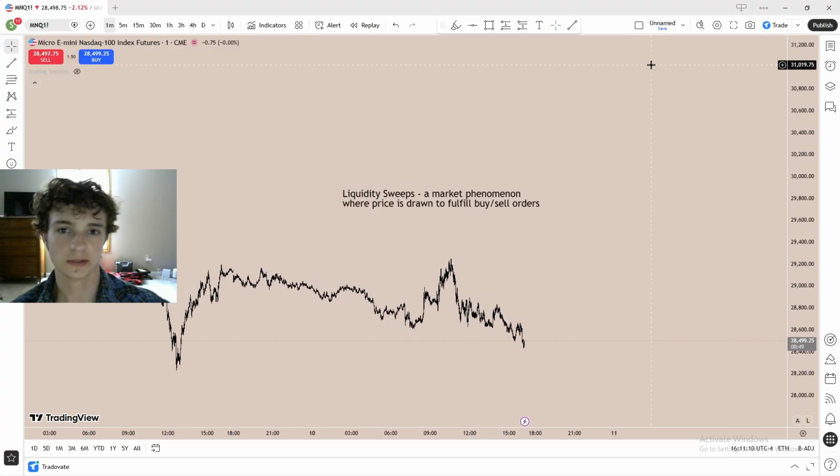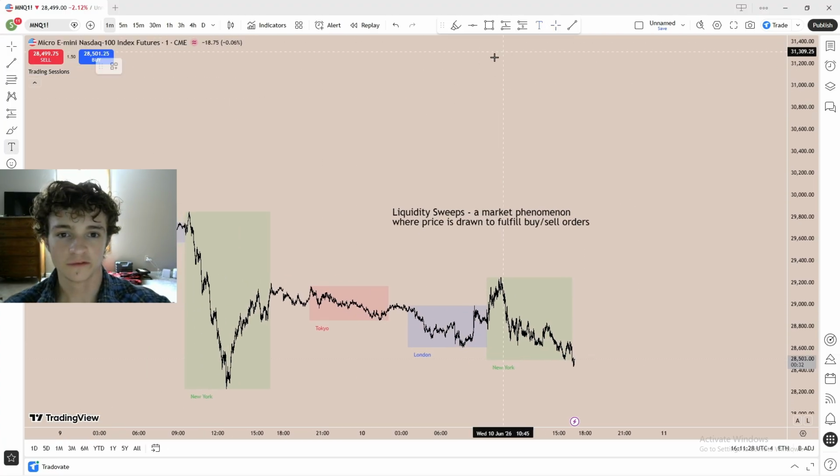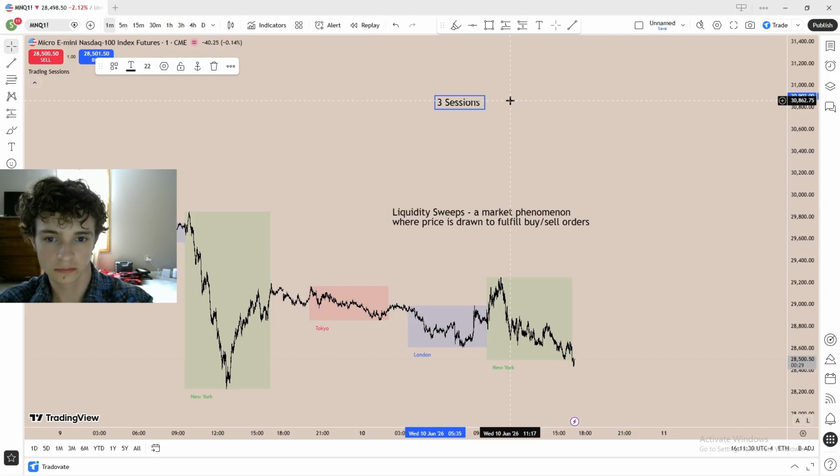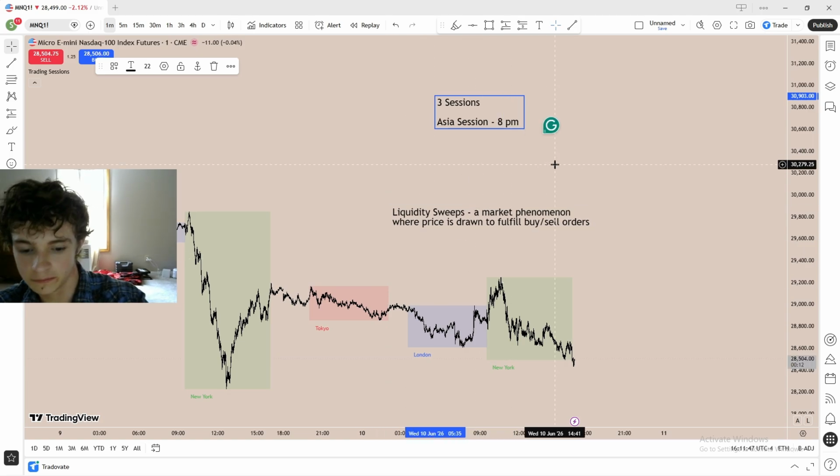All right, so what is a liquidity sweep? A liquidity sweep is a market phenomenon where price tends to draw to fulfill buy/sell orders. So if you know anything about trading, especially index futures, they have sessions. So we have 3 sessions. The Asia session, which is 8 p.m. to 2 a.m.